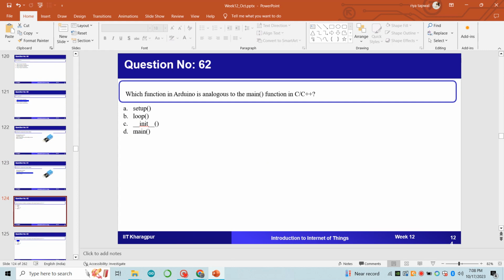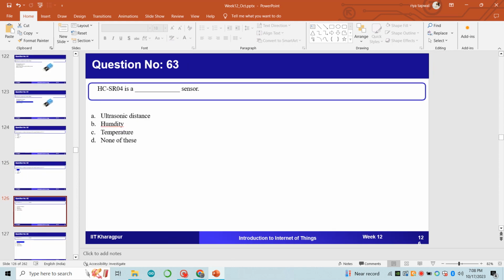Next question is, which function in Arduino is analogous to the main function in C or C++? Options are setup, loop, init, main. Option A, setup is correct.